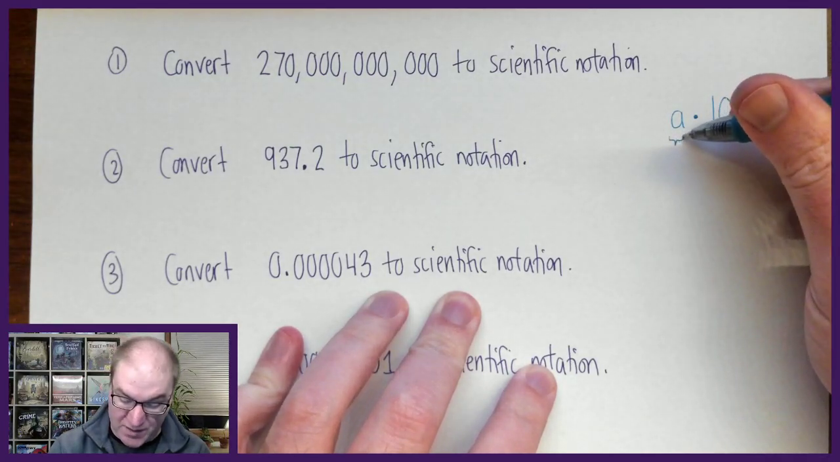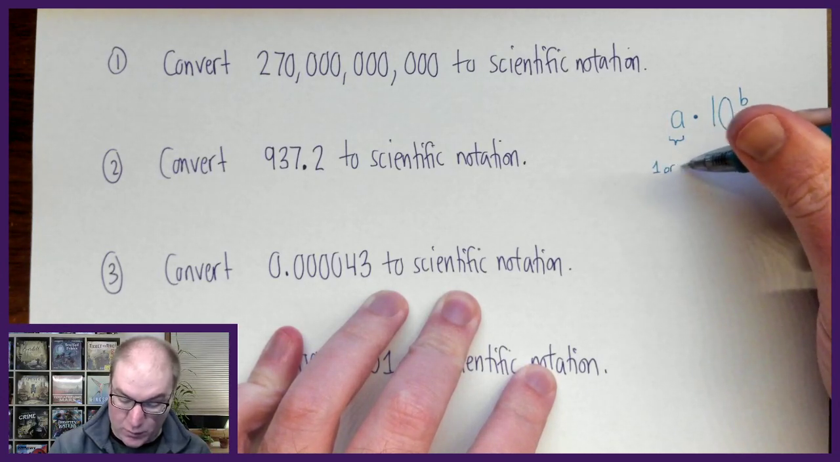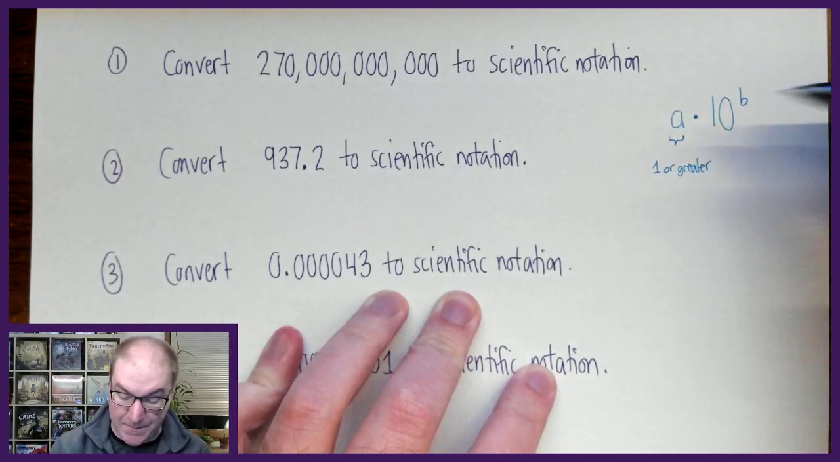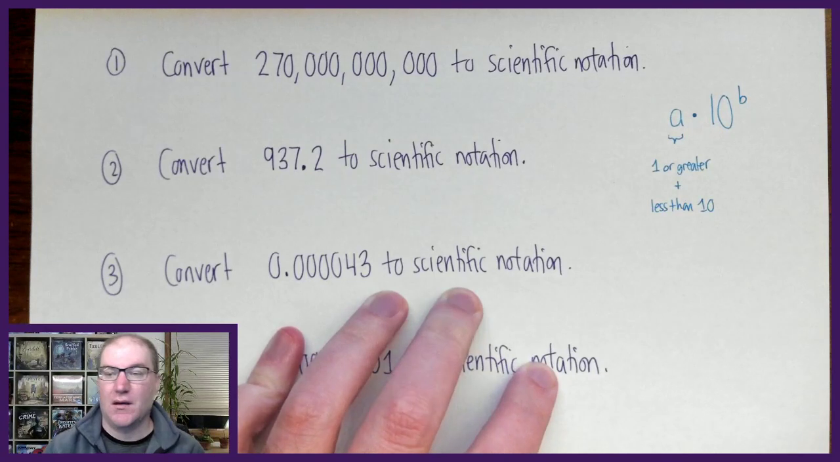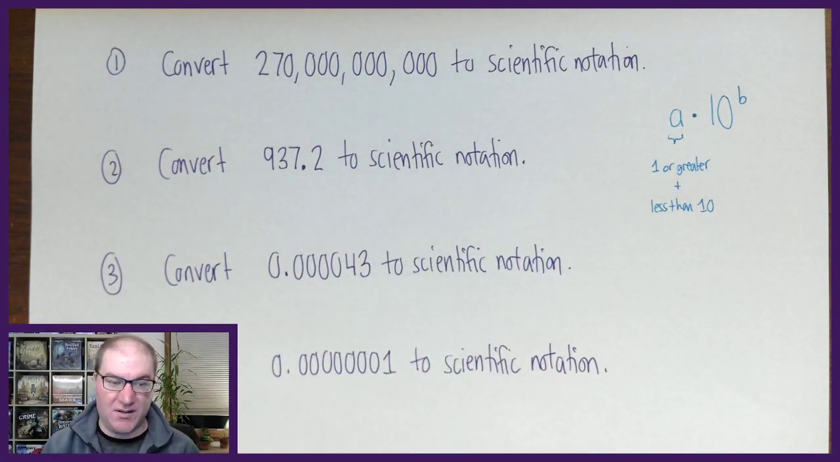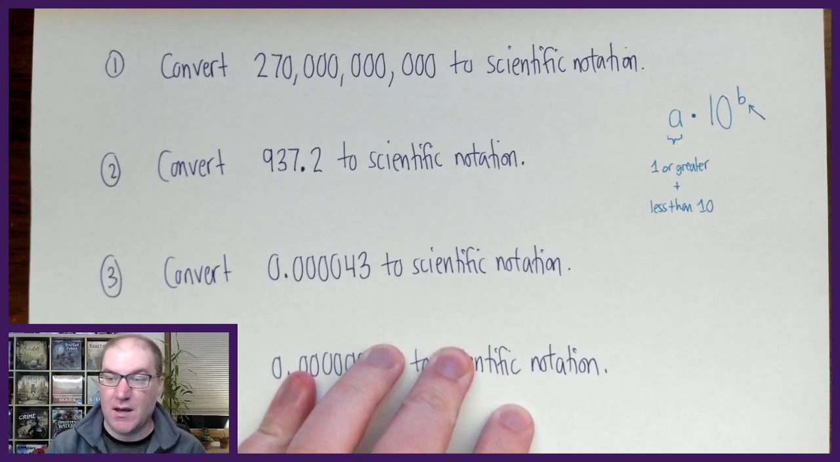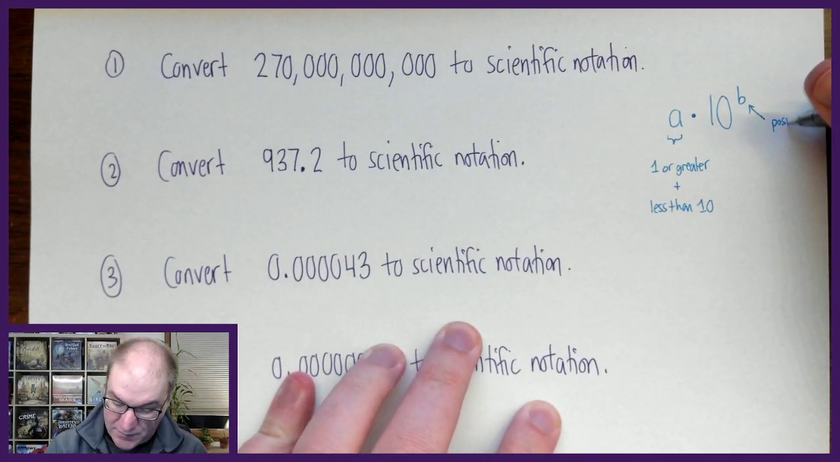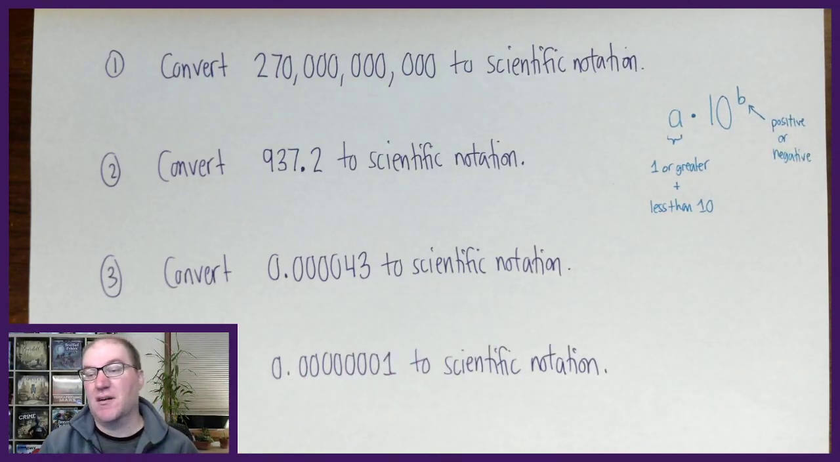Now the number that's represented by A can be 1 or greater, and it must be less than 10. So another way to say that is that it has to be a number greater than or equal to 1, and it has to be less than 10. So we'll see what that means in a second. And the exponent b might be positive or it might be negative, and we'll see how to get each of those in a second.